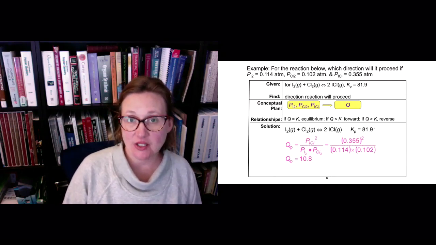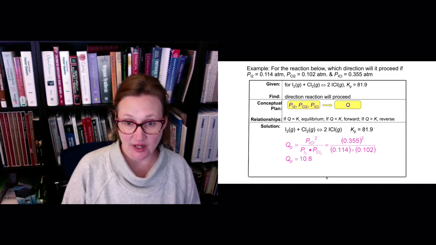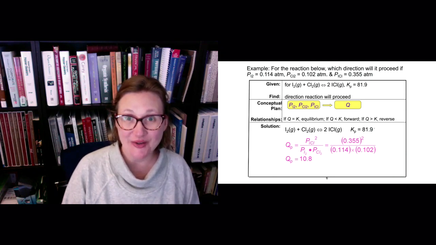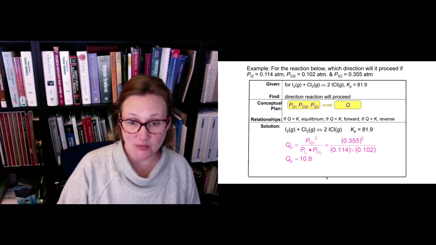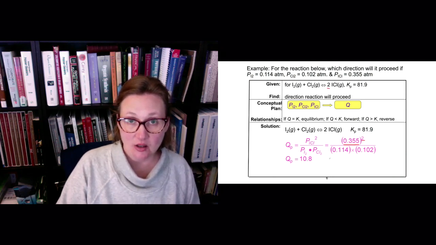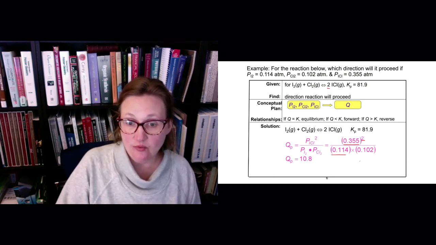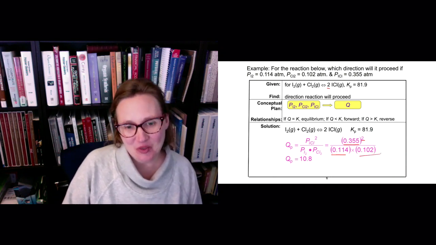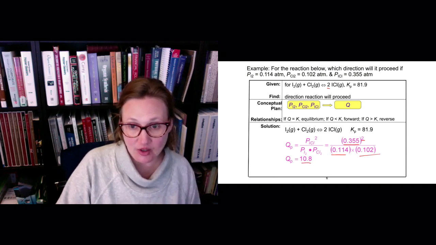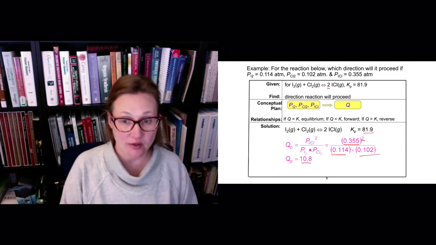All right, so let's calculate Qp. We're really just inserting those pressures into the Kp expression. So we take our 0.355 and square it according to the stoichiometric coefficient, and divide by the reactants, 0.114 and 0.102. Then we get our Qp, which is 10.8. Compare that to K, which is 81.9.